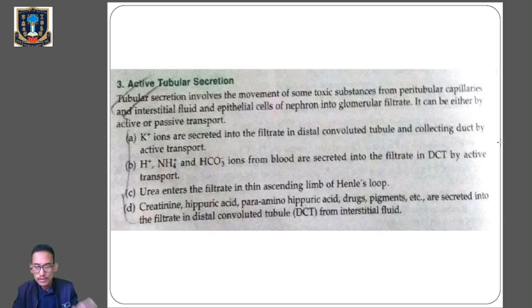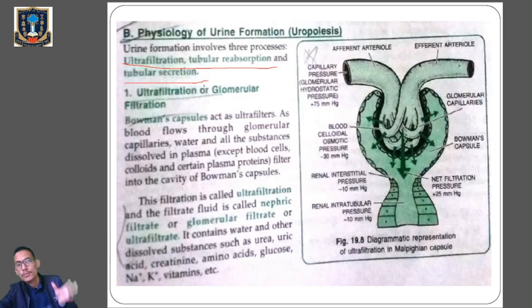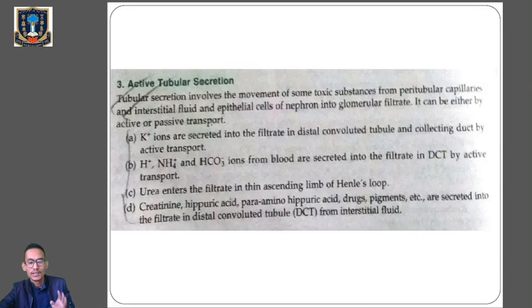Just go through the process of urine formation, that is ultrafiltration, tubular reabsorption, and tubular secretion. If the question comes about the physiology of urine formation, kindly mention the three processes in detail. Clear? Okay. Now next we'll talk about micturition.